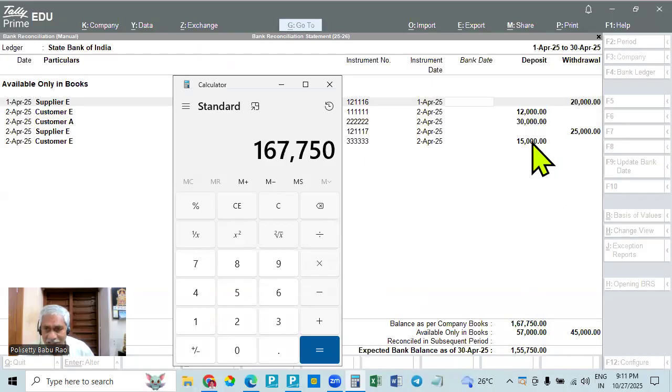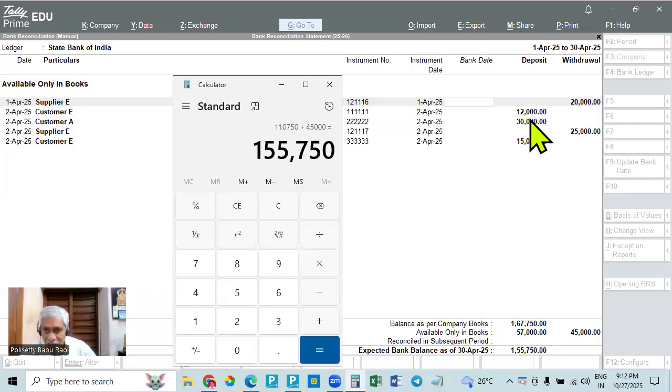So these are the deposits. Deposits are added, and after adding that, this is the balance. So minus the deposits, 57,000. 167,750 minus the deposit 57,000. So minus that, plus these are the withdrawals we have shown. But withdrawal is reduced, so now we add that. So 45,000 rupees the deposits. Total is 1,55,000. In our books, this is the balance.